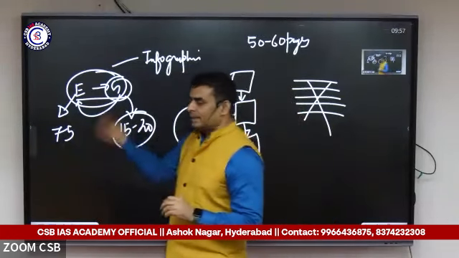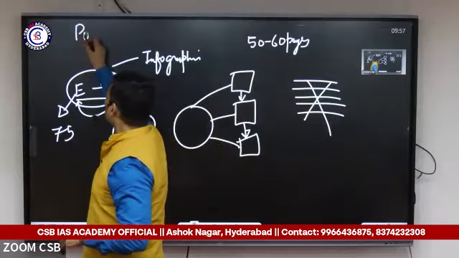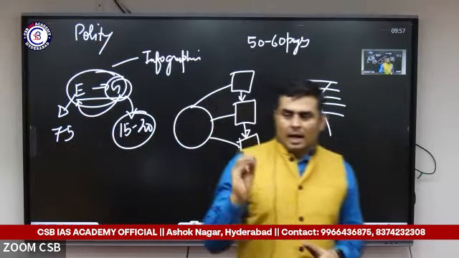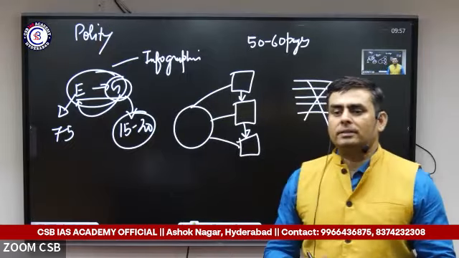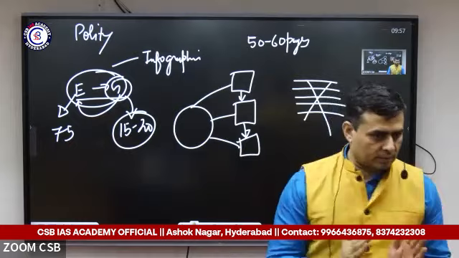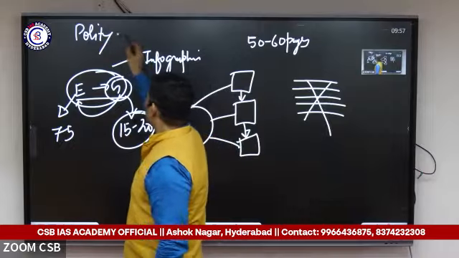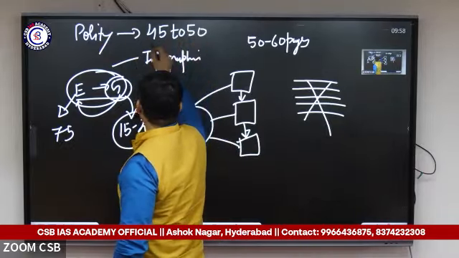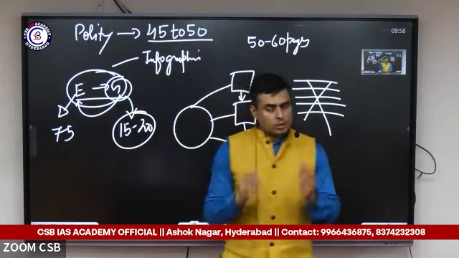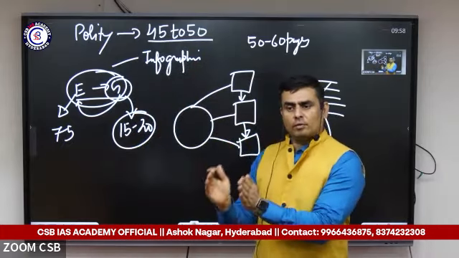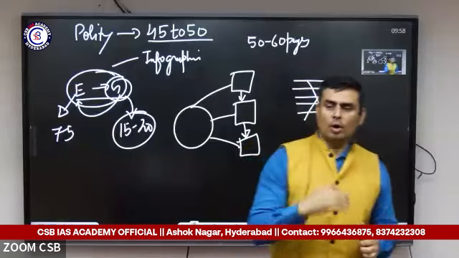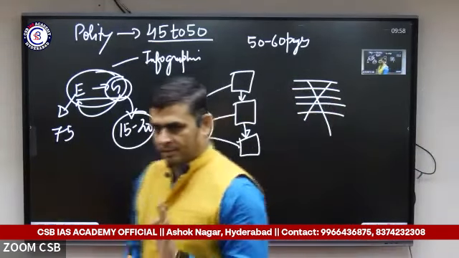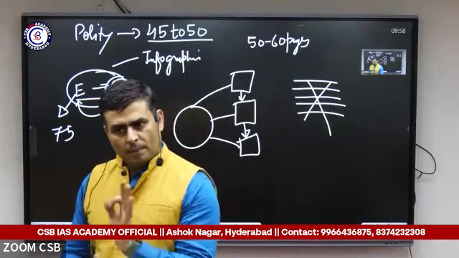Fine. Then this ethics and governance can attach with what? Polity. Again, for polity, the target is a maximum of 45 to 50 pages. Polity short notes should not shoot up beyond 45 to 50 pages. It should be concise in 45 to 50 pages, not beyond that. And this is for mains.